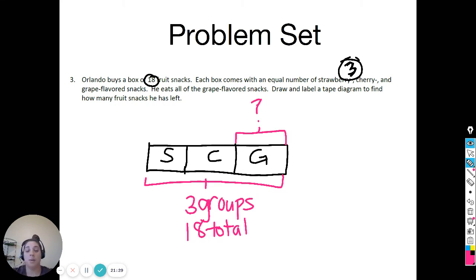Well, you might notice that we have 18 total. That means that we're going to be doing a division equation, because in division, the big number comes first, and we have that big number. So let's go ahead and take our 18 and divide it by the 3 groups that we have. So what we're going to do is we're going to count by 3s until we get to 18. And that should give us our answer.